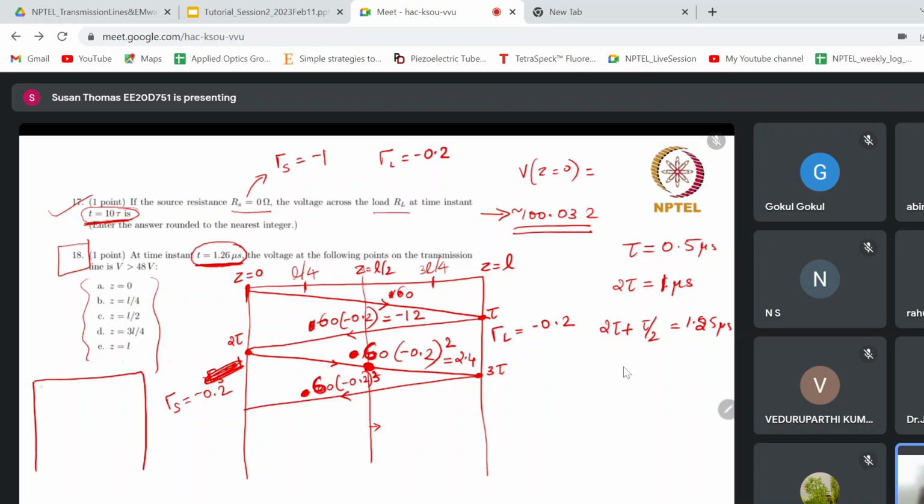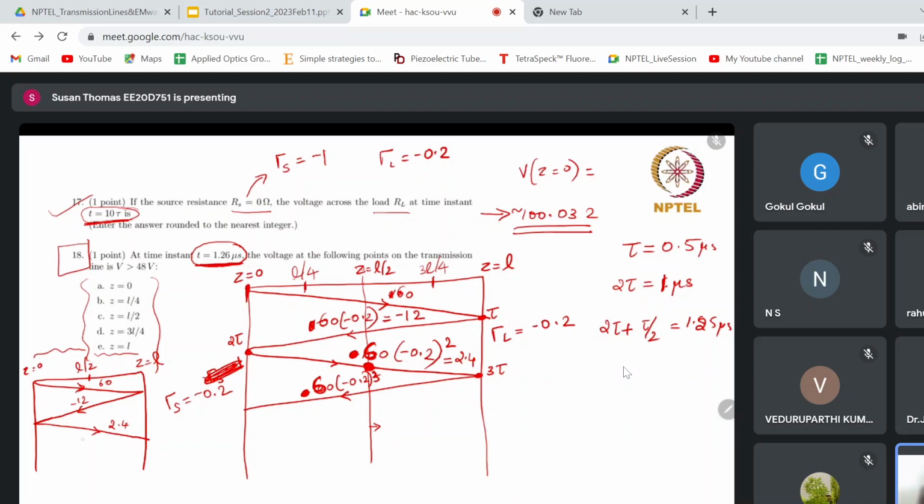Say at z equal to 0, z equal to L, z equal to L by 2. So this is 60, this is minus 12, and this will be 2.4. Now let's have a look at what happens between z equal to 0 to z equal to L by 2 and immediately after this. Let's divide this transmission line into two parts. So z equal to 0 to L by 2, you see 60 minus 12.